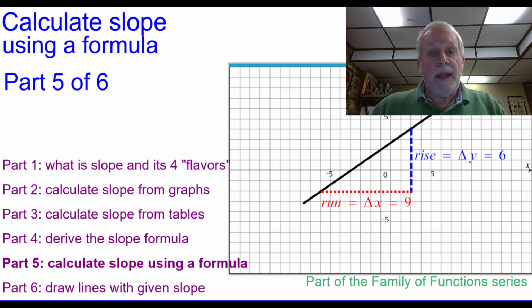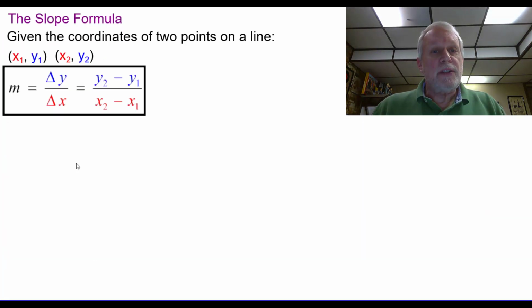Calculate the slope of a line using a formula. This is part 5 of 6 videos about slope, which is also part of the Family of Functions series. Recall this is the slope formula given the coordinates of 2 points on a line, x sub 1 comma y sub 1, x sub 2 comma y sub 2. Slope is the change in y over the change in x, which is found by subtracting the y's over subtracting the x's in the same order.